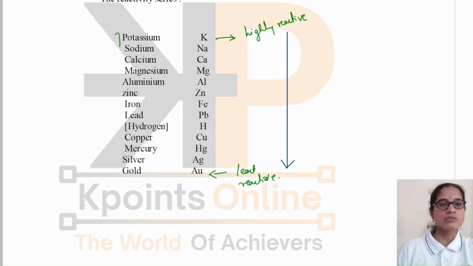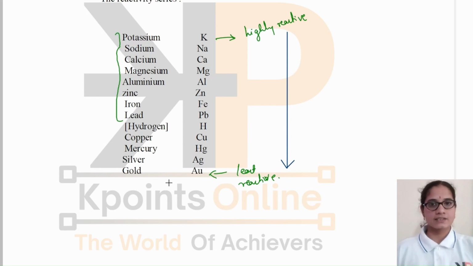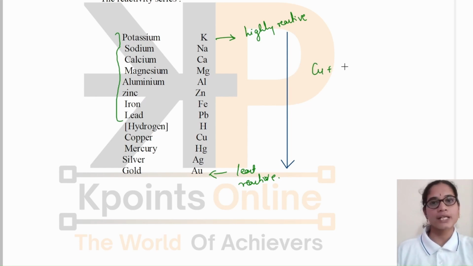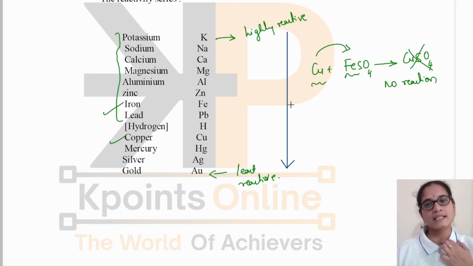Those metals which are placed above hydrogen can displace hydrogen from the acids, and when metals placed above other metals react with the salt solution of those metals, the displacement reaction occurs. And if the metal is placed below in the series, it will not displace the other metal from its salt solution. See here, if you take copper and make it react with iron sulfate, does displacement occur to form copper sulfate? No, the displacement will not take place here. No reaction occurs because copper is less reactive than iron. You can see here, copper is placed below the iron, so it will not displace iron from its solution.